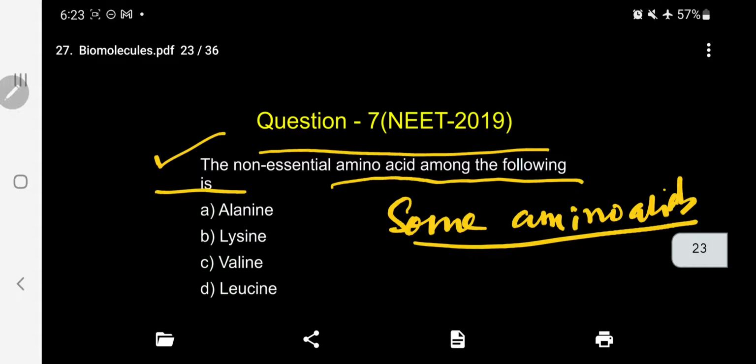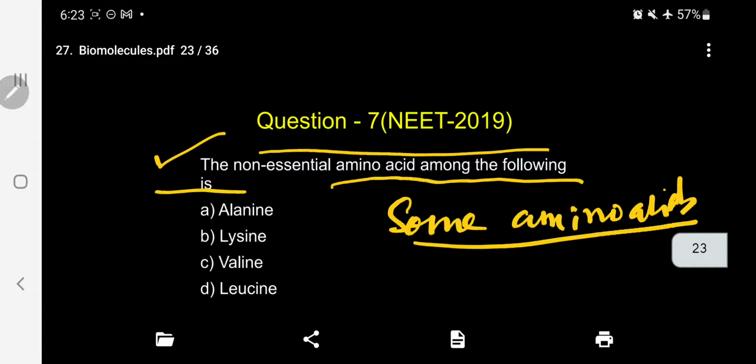There are more than 20 common amino acids. There are amino acids which cannot be synthesized in our body, but we have to take from an outside source, that is through food, diet. We have to take amino acids which are essential. So we call them essential amino acids, which cannot be synthesized in the body.